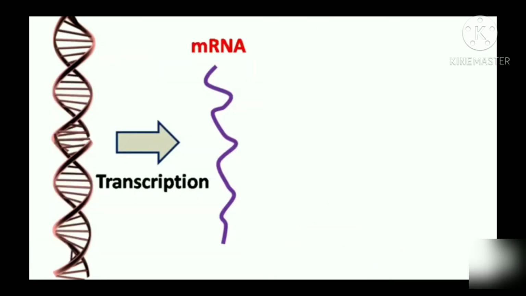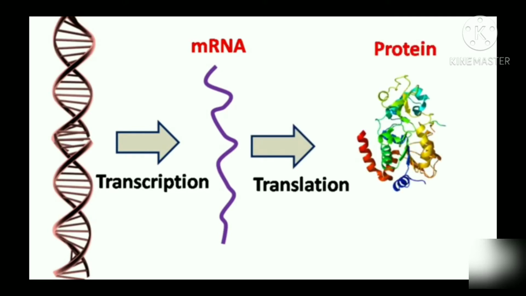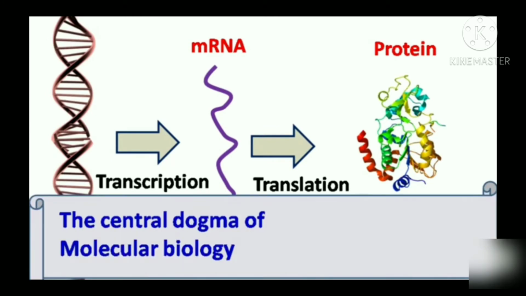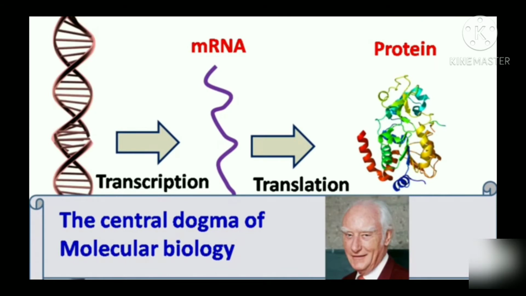It's usually by the process of transcription that the genetic information in the DNA flows into RNA, also known as the messenger RNA or mRNA. The information contained in mRNA is further used by the translational machinery to make proteins. This flow of information from DNA to RNA and protein is also known as the central dogma of molecular biology. This was given by Francis Crick in the year 1958.